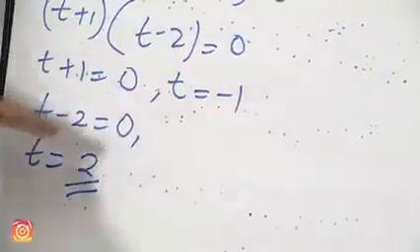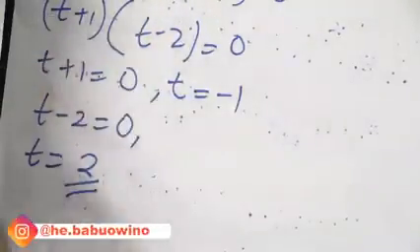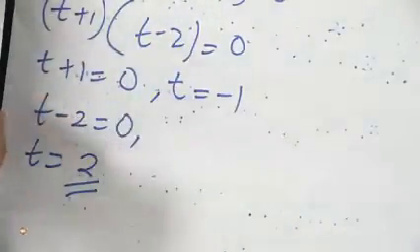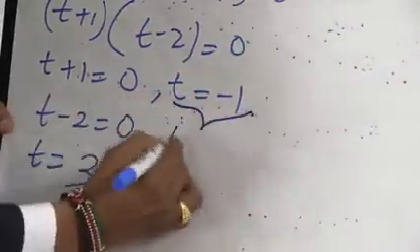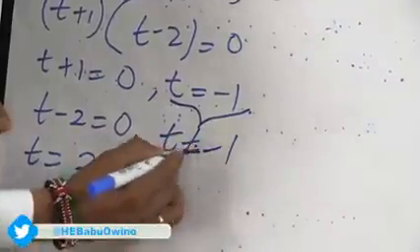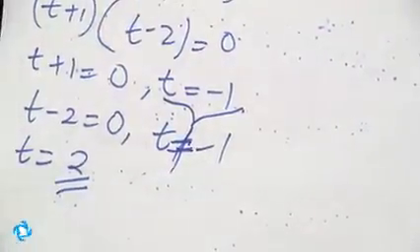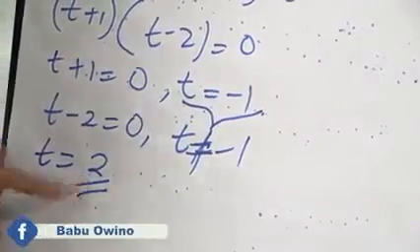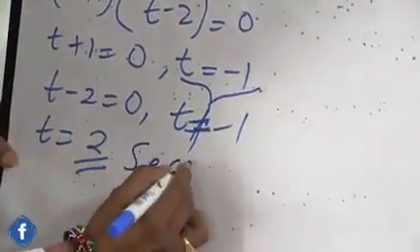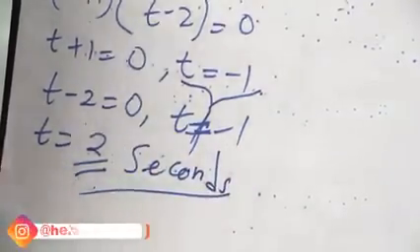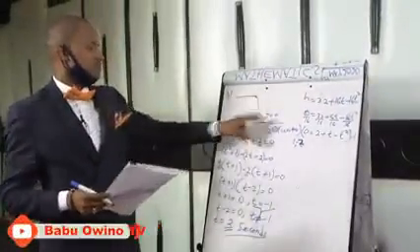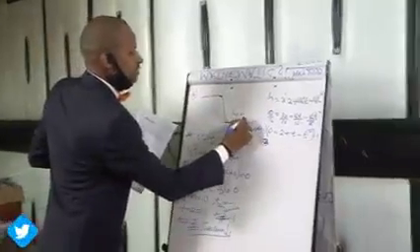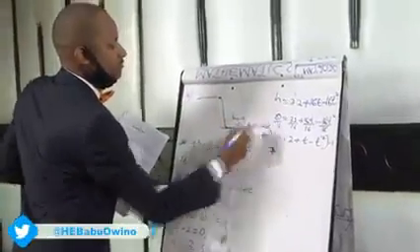Both are in seconds. But we can see one of the values is negative 1. Time cannot be negative. Therefore, this is not practical. So we go with the value of t equals 2. You write the SI unit of time, which is seconds. So that is the first part of the question: the time he took to hit the water surface. At the water surface, the time is 2 seconds.